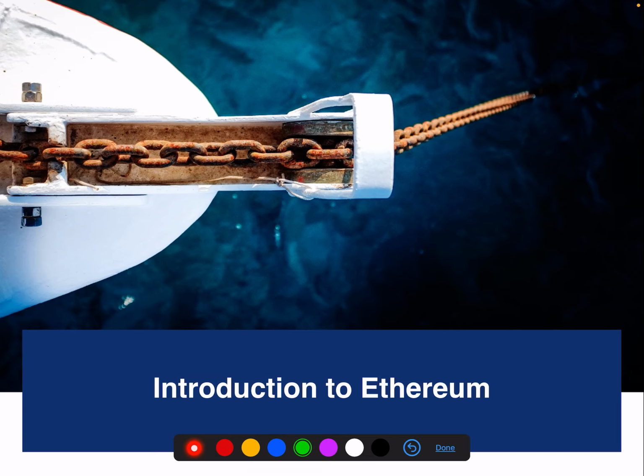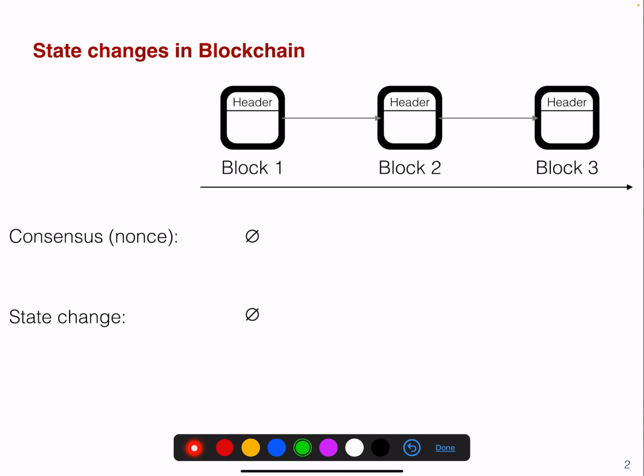Hello, this will be an introduction to Ethereum lecture. So we will start with a high level of what a state change in the blockchain is. As you know, a blockchain is a chain of blocks. So we have here block number 1, block number 2, block number 3. And in this header in particular, we have a pointer towards the previous block, right? This is just the hash of the previous block.